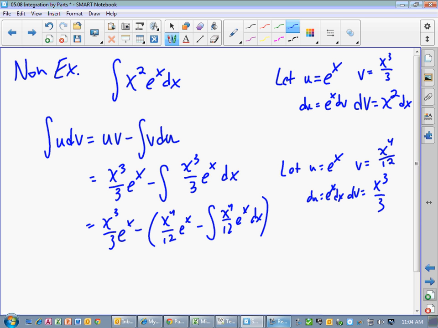It's getting bigger and bigger. It's not simplifying down to something we can integrate. It's going the opposite direction. So that's why I call it a non-example. That tells me I picked my u and my v wrong. And we'll talk about how to optimize that choice in just a few minutes. Okay. So this is going the wrong direction. I say I must be picking my u and my v backwards. And so let me try flipping them around and see what happens, and it'll reverse. Okay.